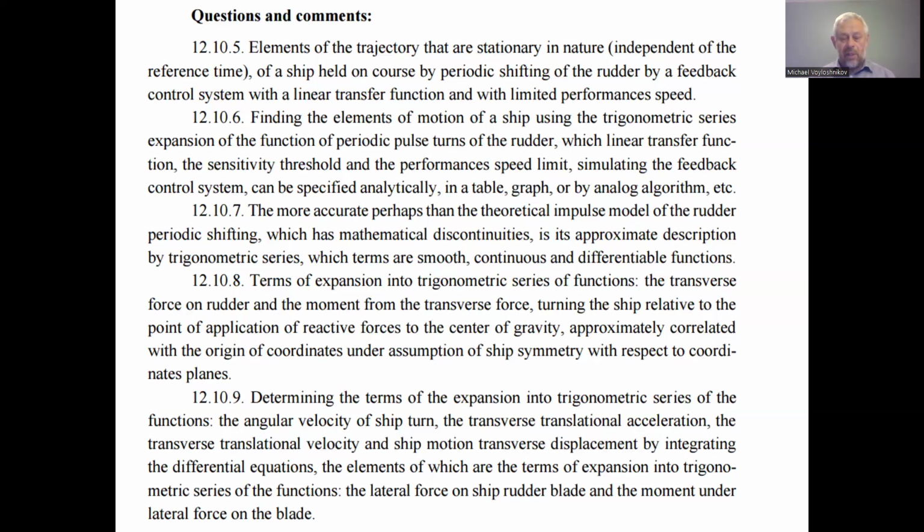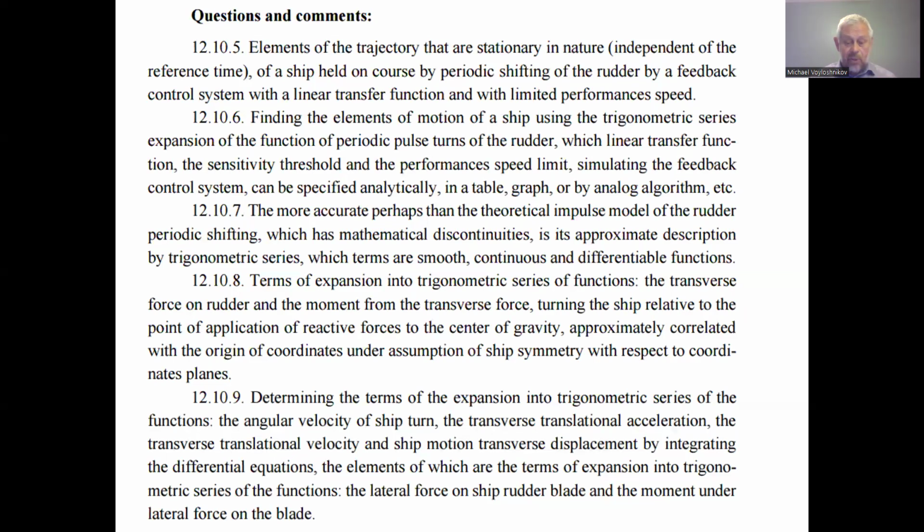To find the terms of the expansions, we use the dependence of the transverse force arising on the rudder when it turns. So we assume the linear nature of the force arising on the rudder when it turns to the port side or to the starboard side.